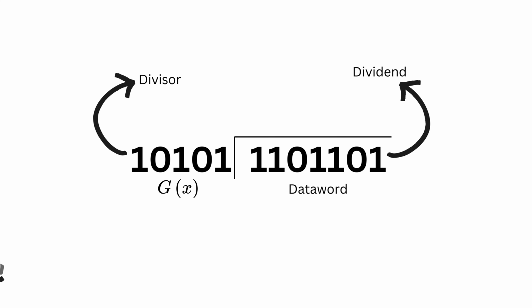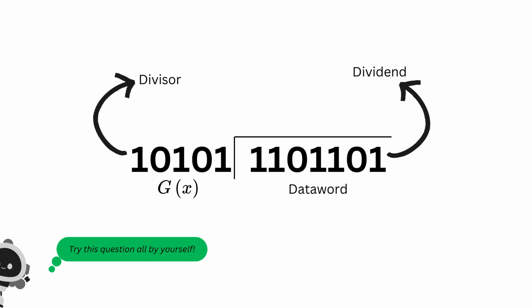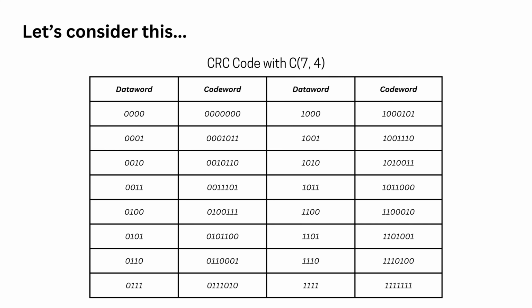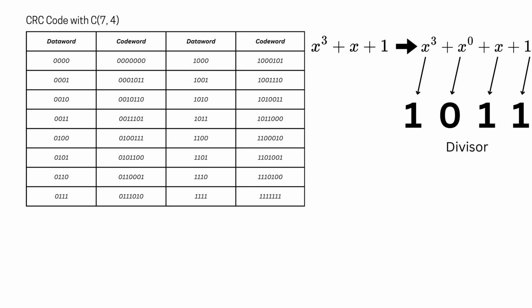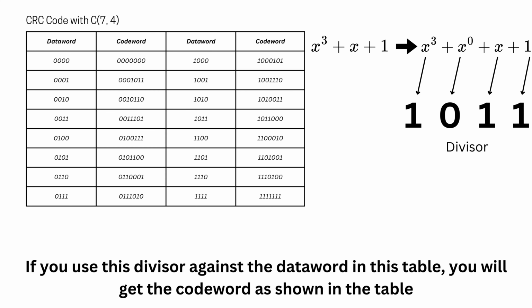Now that you know how to perform that, try this question all by yourself. Here's a CRC table containing both data word and code word. And the polynomial function used here is this. When we convert the polynomial into the binary sequence, you would eventually get the divisor, which is used to encode the data words in this table.